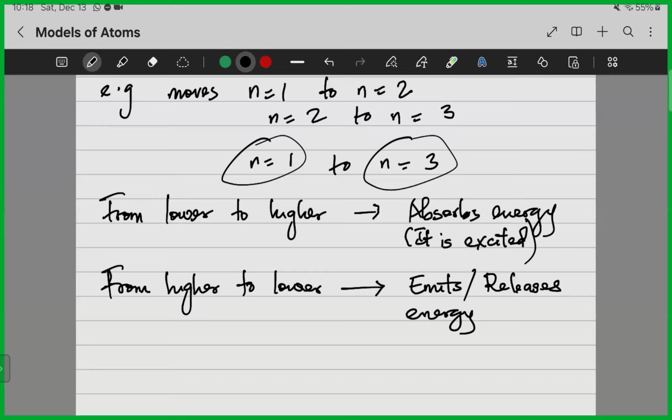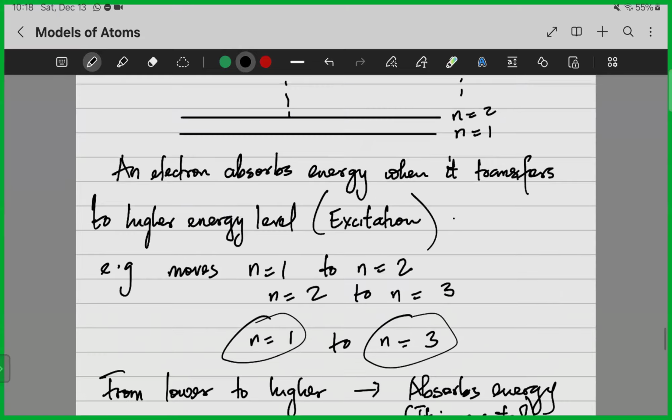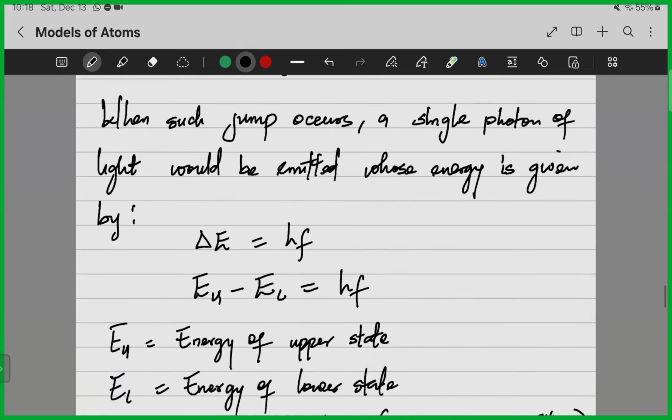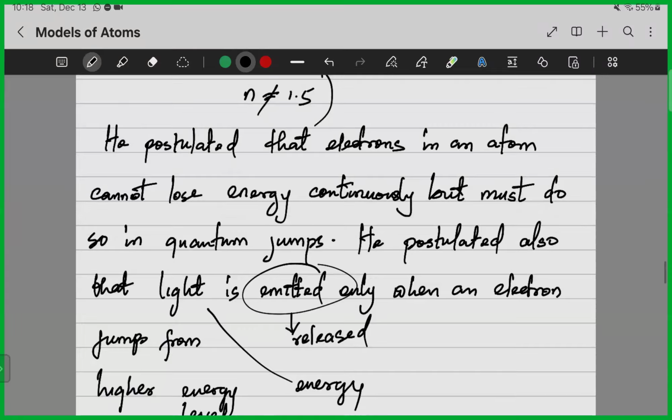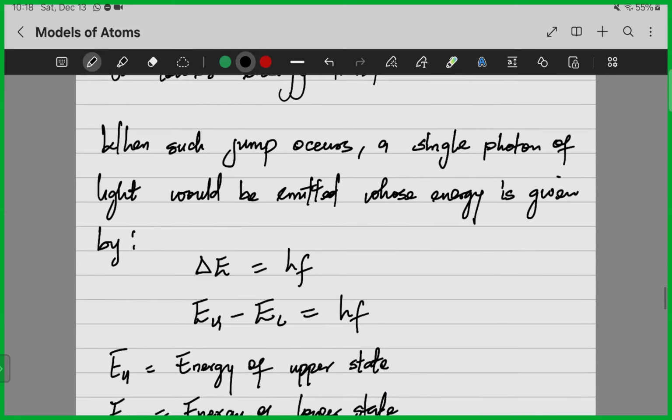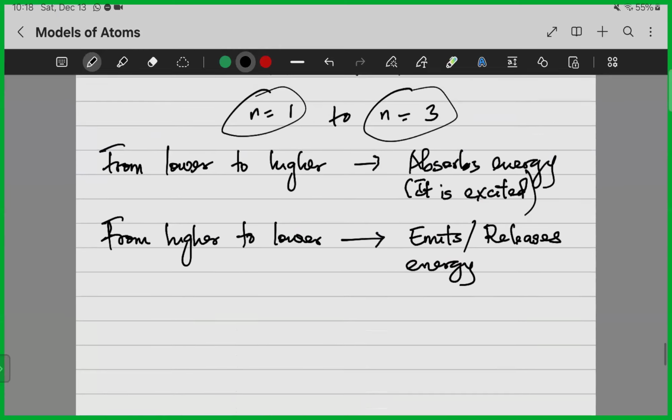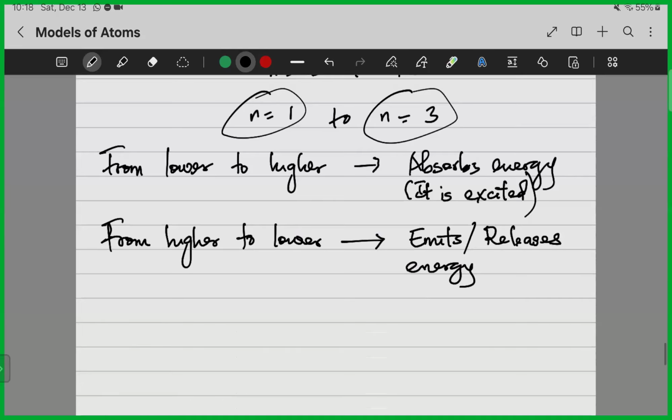That's not an excited issue. So we just say it emits or releases energy. And then, so that's it. Emits, releases energy.